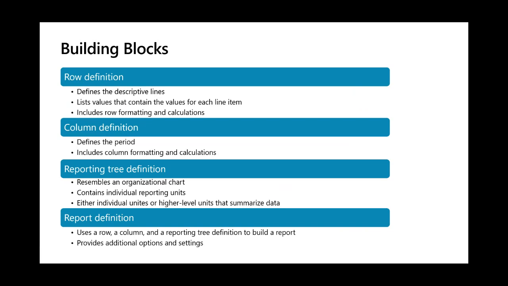So if we have a row and a column and a reporting tree, we can take all of them and combine them in a report definition, which is at the end the report we'd like to generate. Basically every row, every column, and every tree definition can be used multiple times, so that you do not have to have thousands of different column definitions. You maybe have 10, 12, and then you can leverage them for the reports you need to generate.